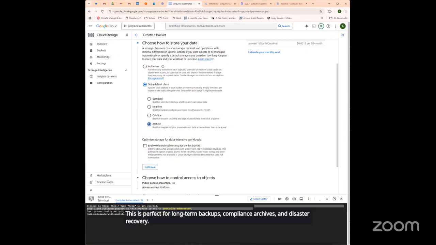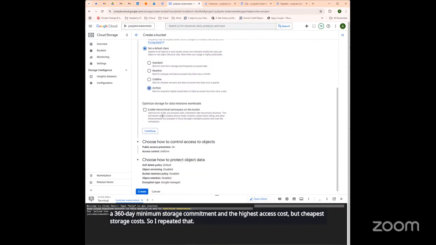So for the exam, don't overlook archive storage for the PCA exam. Know that it has a 360-day minimum storage commitment and the highest access cost, but cheapest storage costs. So I repeated that. All right.